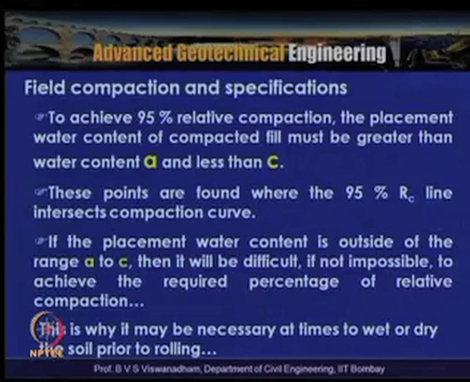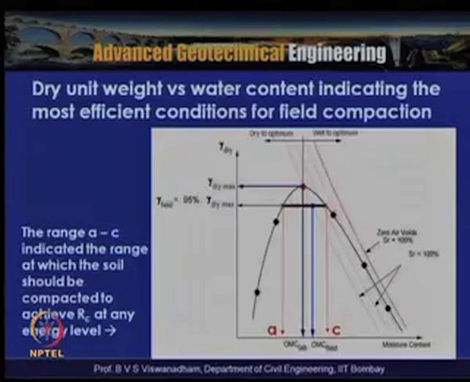And these points are found where the 95% relative compaction line intersects the compaction curve. If the placement water content is outside the range of A to C, then it will be difficult, if not impossible, to achieve the required relative compaction. That is the reason why it may be necessary at times to wet or dry the soil prior to compaction. So if the water contents are not within this range, it may require wetting or drying of the soil to ensure the 95% compaction.